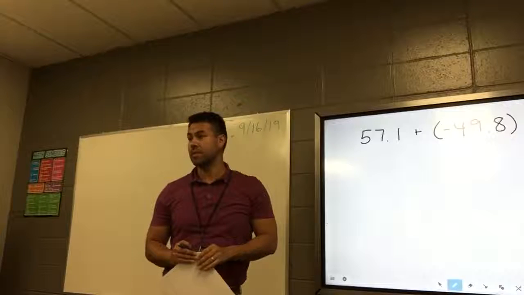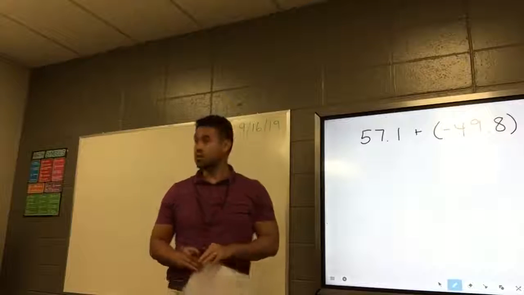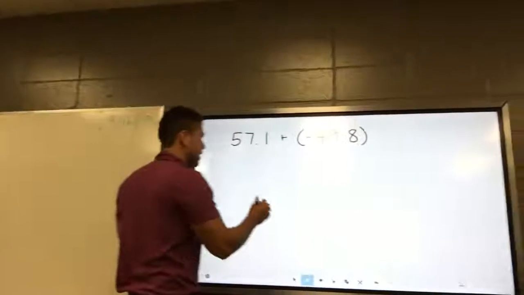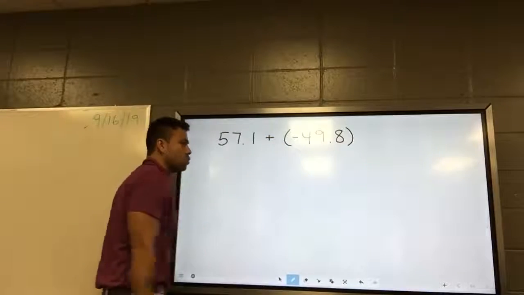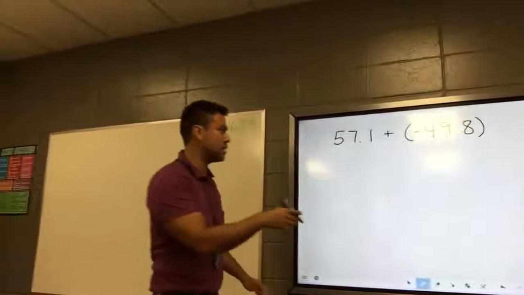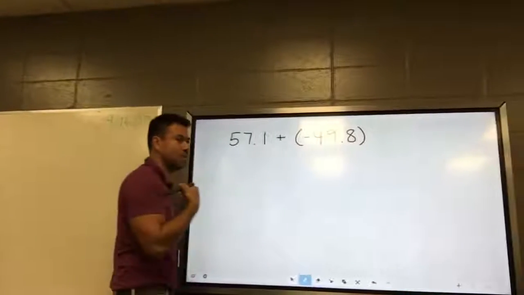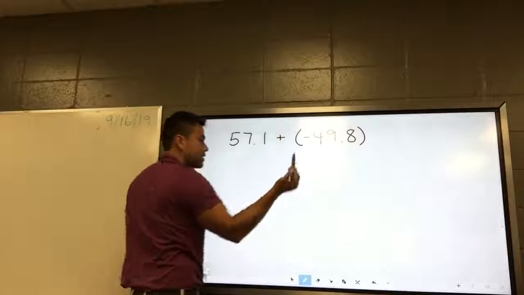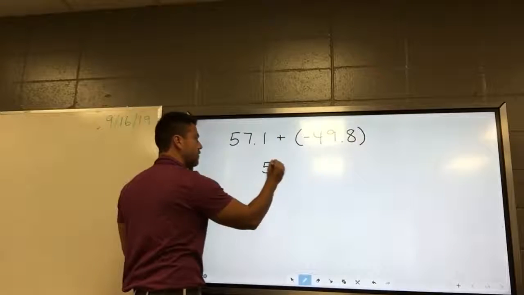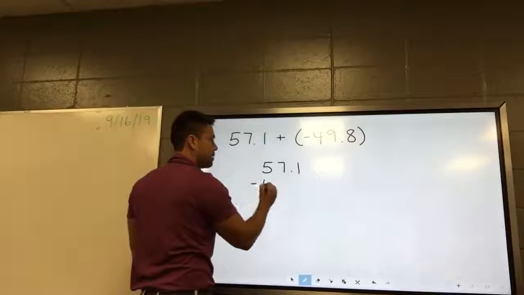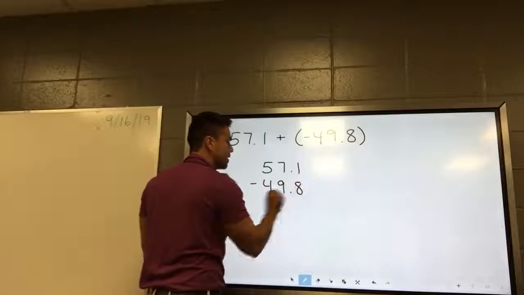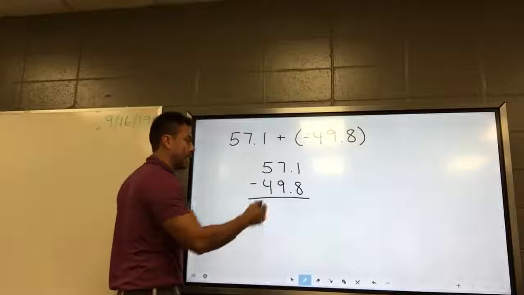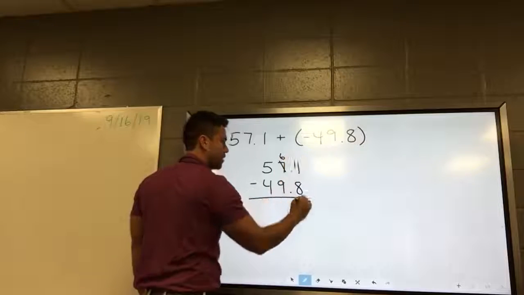Yes, ma'am? Could you have done state change? You could do state change opposite, yes. I'm going to tell the rules of addition just so I keep it straight there. So I'm always going to make them addition for me, but you could have made the state change opposite, and then it's still subtraction. So you're going to take 57.1 minus 49.8, and remember to line up decimal points when you're subtracting or adding, and then I'll have to borrow.